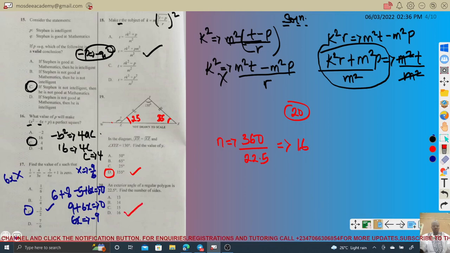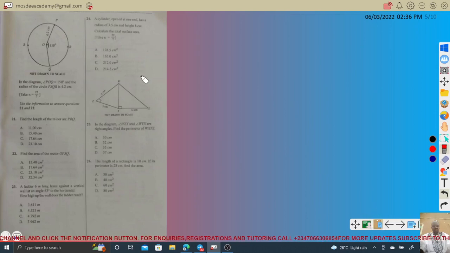We are at question 21. Now, 21 is a question on this circle, not drawn to scale. Use the information to answer 21 and 22. 21 says we should find the length of the minor arc. Length of arc, everybody knows, is formula oriented. Length of arc is theta over 360 times 2 pi r.